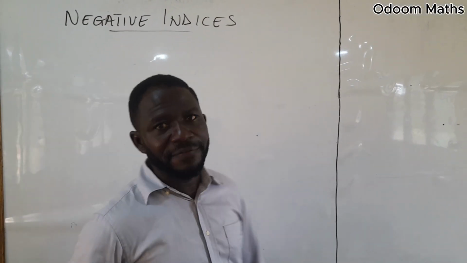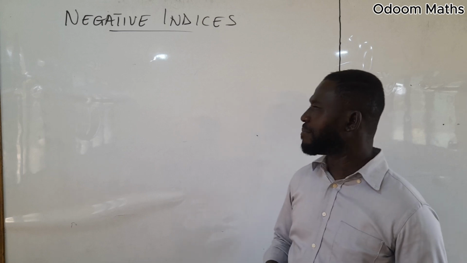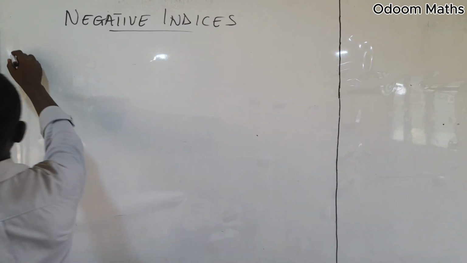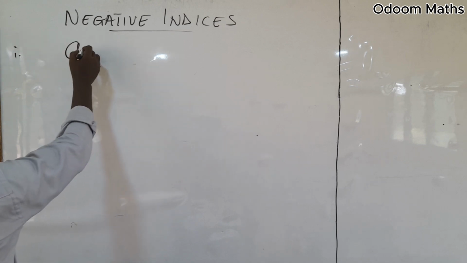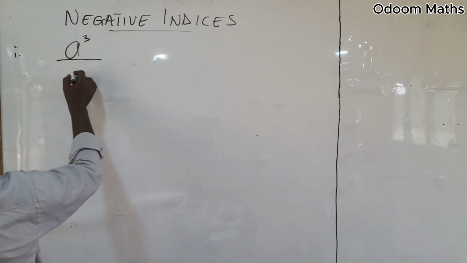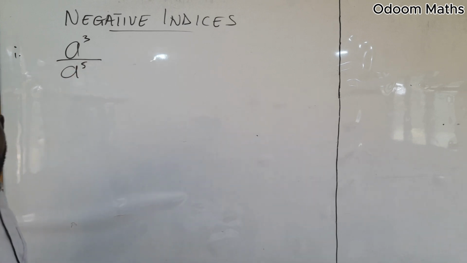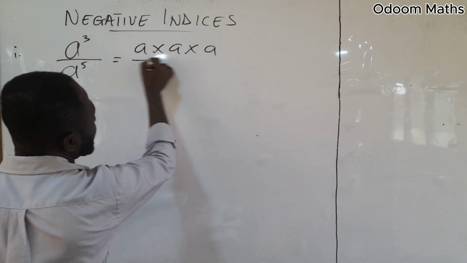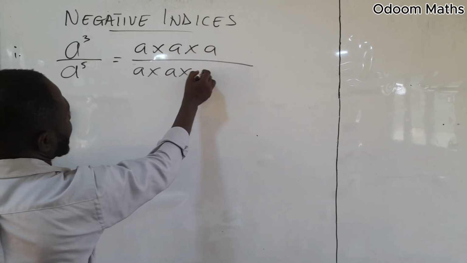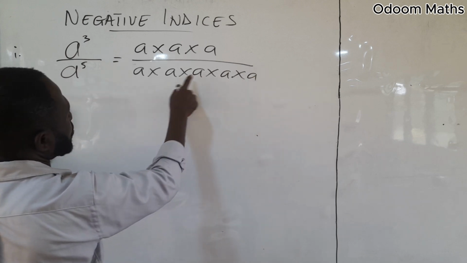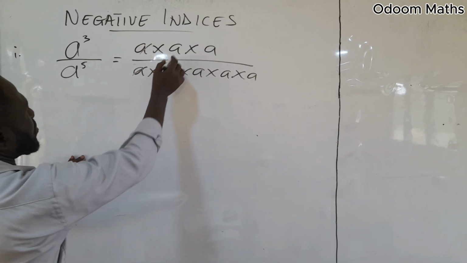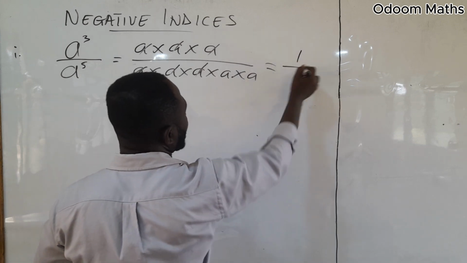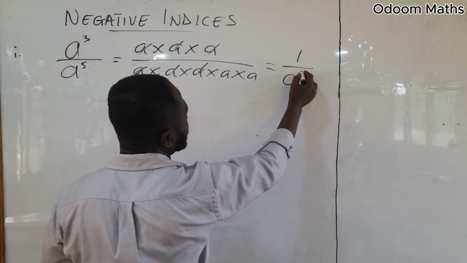Now let's look at negative indices. There are about 3 properties to those indices. So, example, the first one, let's say we have a to the power 3 divided by a to the power 5. Okay, so we can say that this is a times a times a divided by a times a times a times a times a, that is 1, 2, 3, 4, 5. Okay, so this and this will take care of themselves. So here we have 1 over, this is going to be a to the power 2.